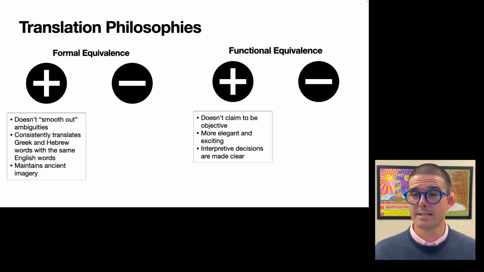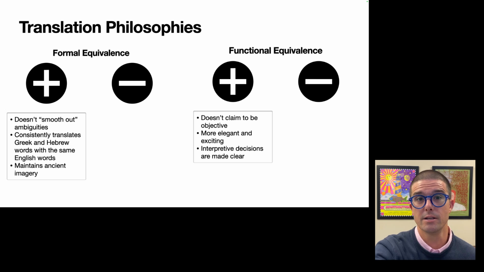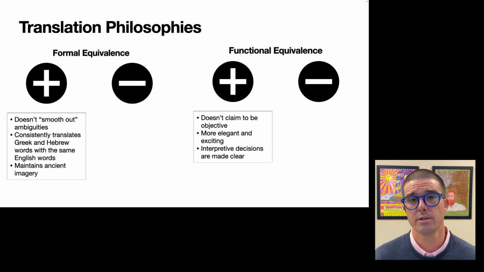Perhaps the greatest advantage to formal equivalence translations is that they are very, very consistent in how they translate individual Greek or Hebrew words. So they're always going to translate the Greek word dikaios as justice. Every time that word dikaios appears in Greek, they're going to translate it the same way, even if it has a different shade of meaning, so that every time you see the word justice, you know it's that word dikaios in Greek. So there's a high degree of consistency in how individual words are translated.